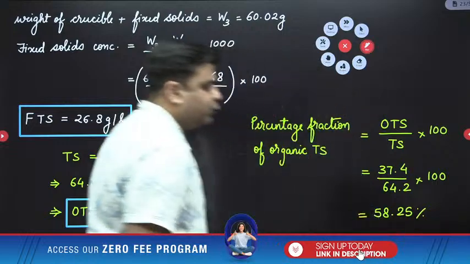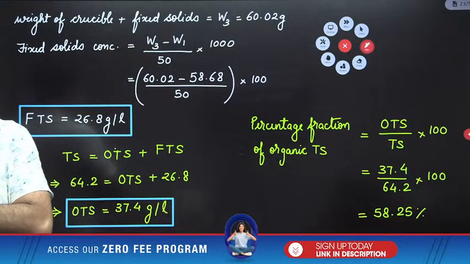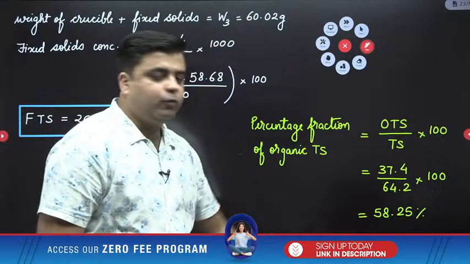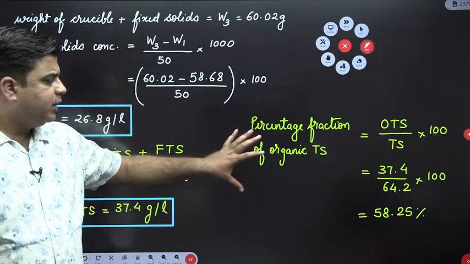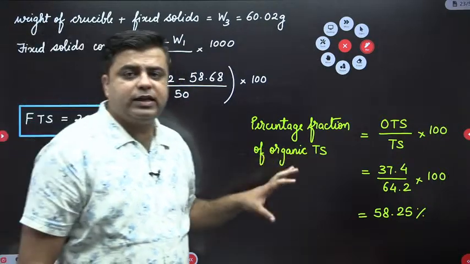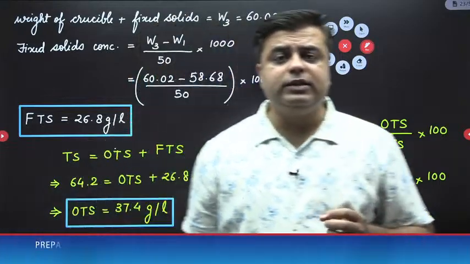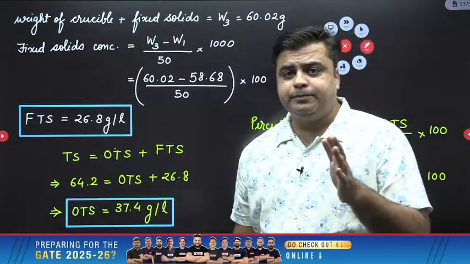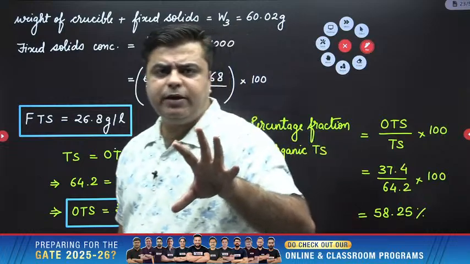So percentage fraction of organic total solids is 58.25%. So usually you can see an easy question can be framed from this segment. But in order to solve this easy question, you should know the test. Again, I just quickly brief you on this.